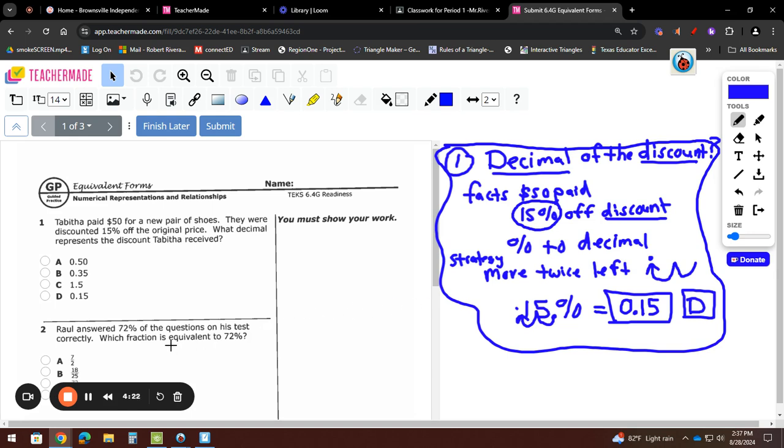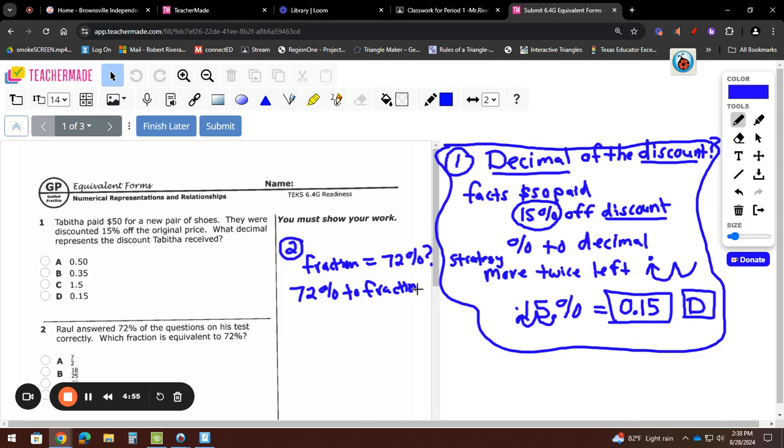Now, question number two. I'll do it here. Raul answered 72% of the questions in his test correctly. Which fraction is equivalent to 72%? Okay, so they want to know a fraction that's equal to 72% equivalent. That's what they want. They gave me the percent already. And we're going from percent to fraction. Because that's what they want.